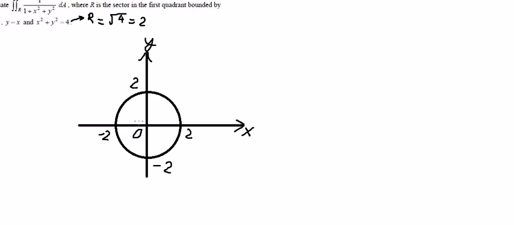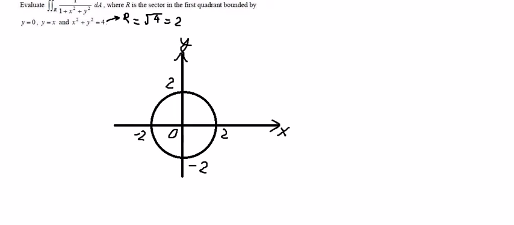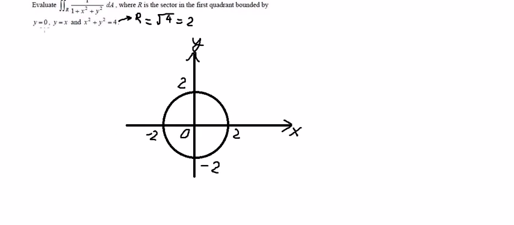This is the circle. The center is at 0, 0. So we know that y equal to 0 should be this one, and y equal to x. Then we go on this one in here.